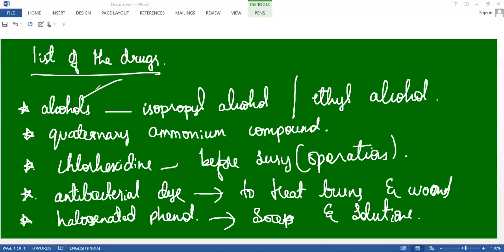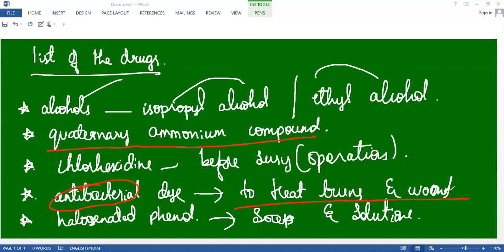Alcohol is very common; it may be isopropyl alcohol or ethyl alcohol. And quaternary ammonium compounds are another type in the list of drugs. Then antibacterial is very common, used to treat burns, wounds, cuts on the skin, and damaged skin. And halogenated phenol will be present in soap as well as in solution. So these are the list of drugs we have discussed.